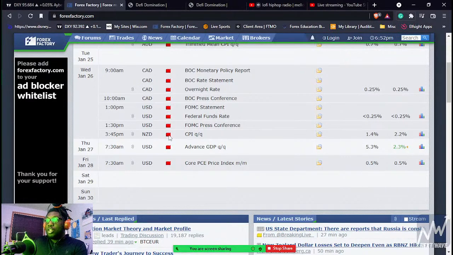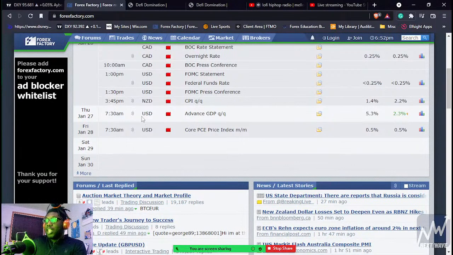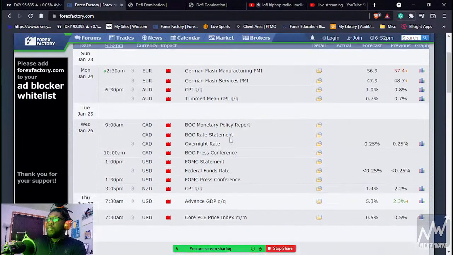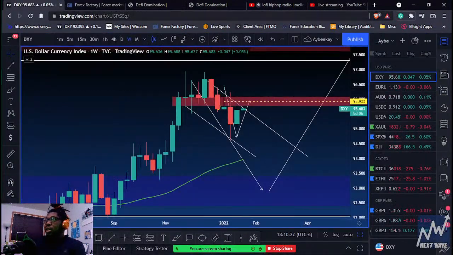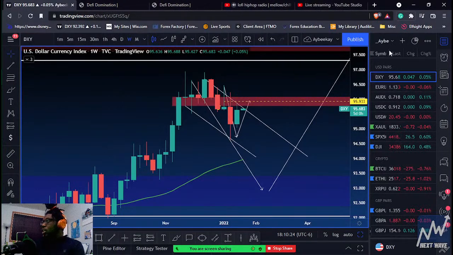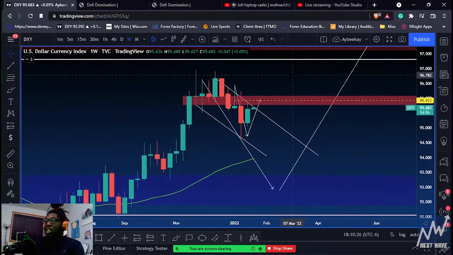CPI on NZD news is going to be at 3:45 Central Standard Time. Thursday, 7:30 a.m. we have advanced GDP, and at 7:30 a.m. for USD we have core price index. So this is definitely going to be interesting to see in the market. We have a good amount of news going on. All right, now let's go ahead and take a look at the charts.